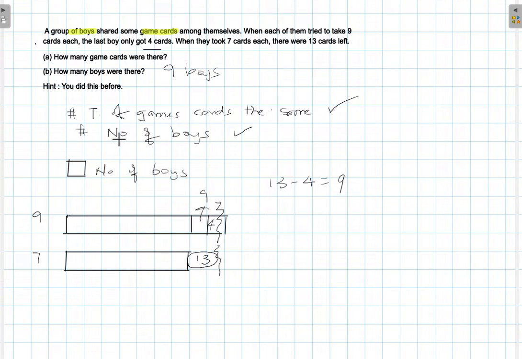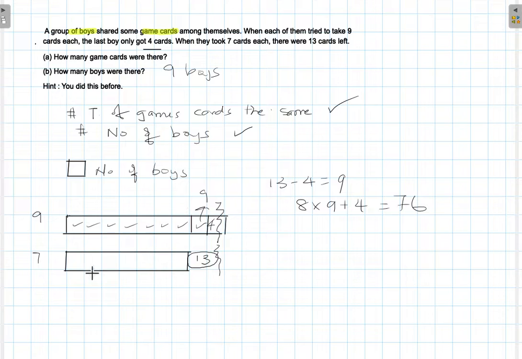Correct? And then how many games cards are there altogether? You can either use this equation or you use this equation. So let's say if I were to use this, I know that one box is 9. How many boxes I have? 1, 2, 3, 4, 5, 6, 7, 8. Because the 9 box, the last guy only get 4. So I have 8 times 9 add 4 will give me 76.